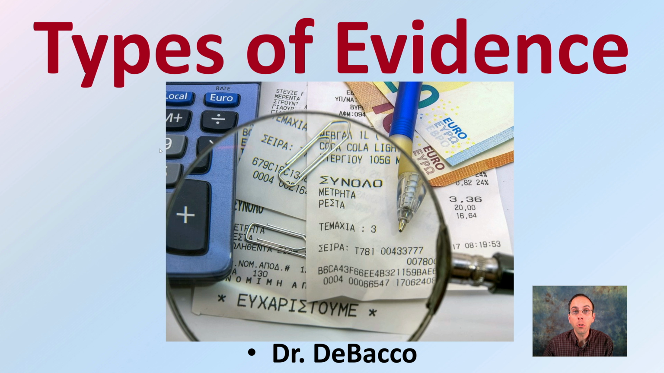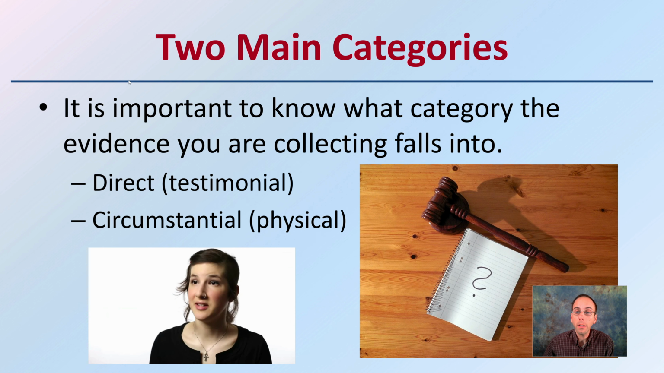So here on this Tobacco University video, we're going to be investigating different types of evidence and how we may go about classifying them. When we're looking at two main categories for evidence, it's important to know what category the evidence you're collecting falls into. For example, whether it's direct or testimonial, or whether it's circumstantial, such as a physical piece of evidence. So, the main broad classification of evidence that may be collected.